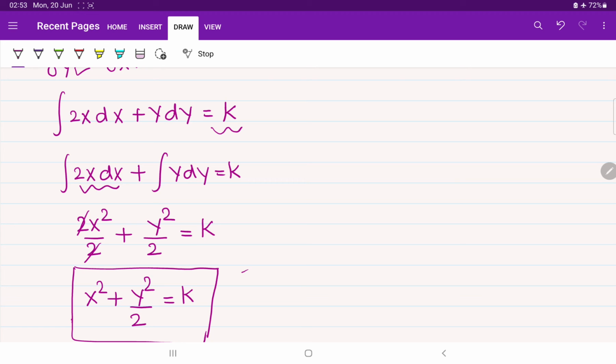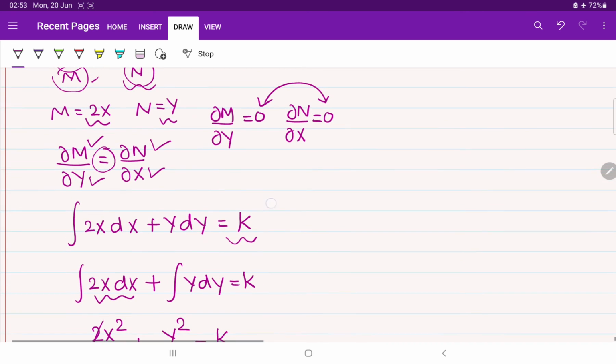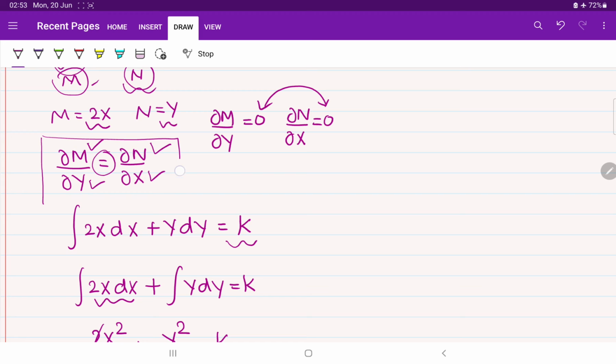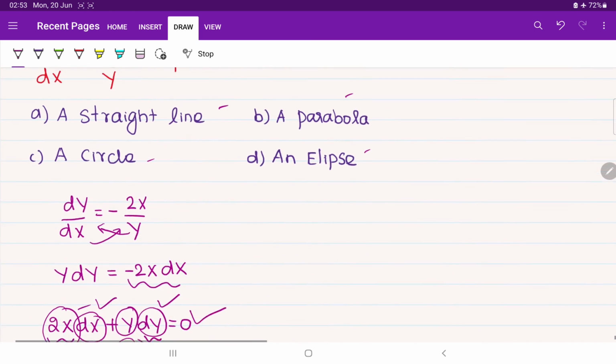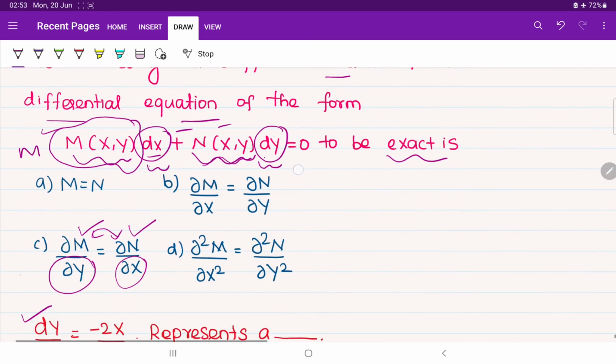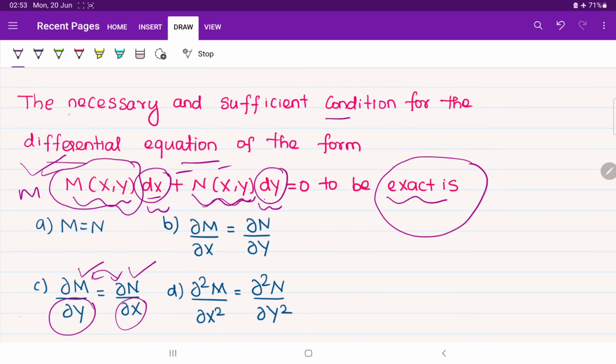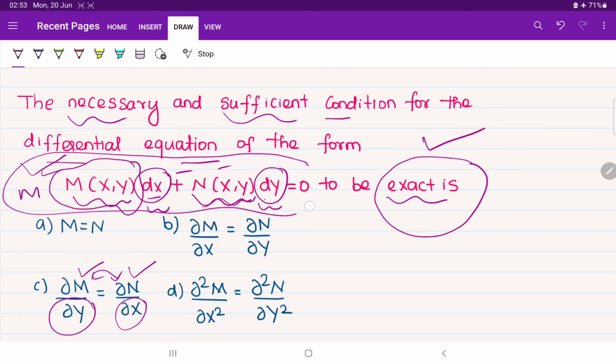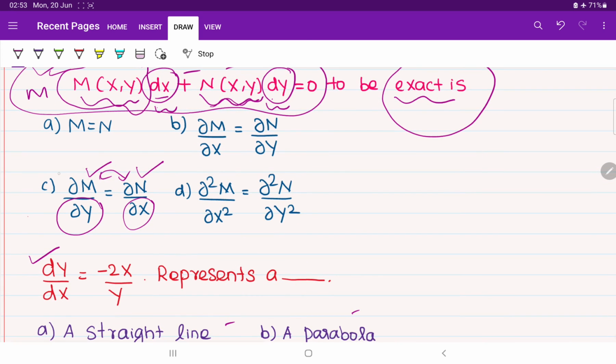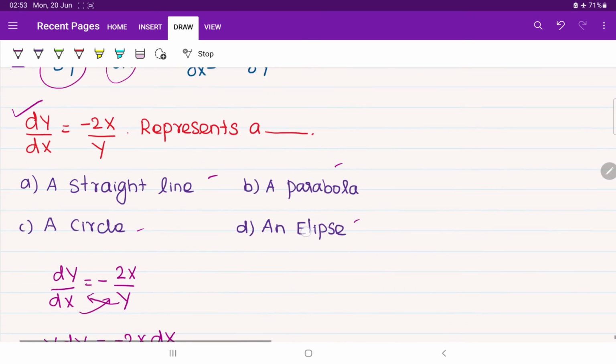This is very simple, you don't need to think too much. The one and only thing you have to do is check whether this condition is satisfied or not. That is what they asked in the previous question: in order to obtain the exact solution when the equation is given in this format, what is the necessary and sufficient condition? The condition is dou m by dou y must be equal to dou n by dou x. That is the previous question.